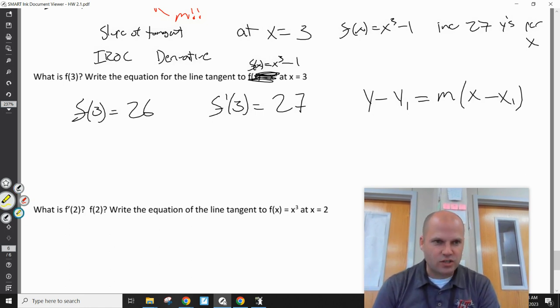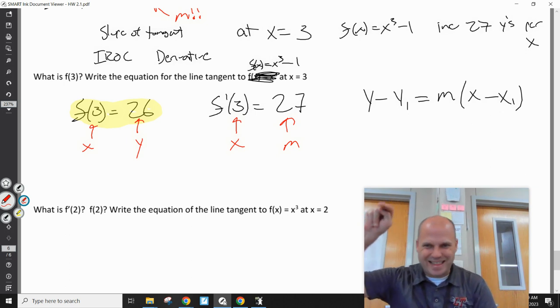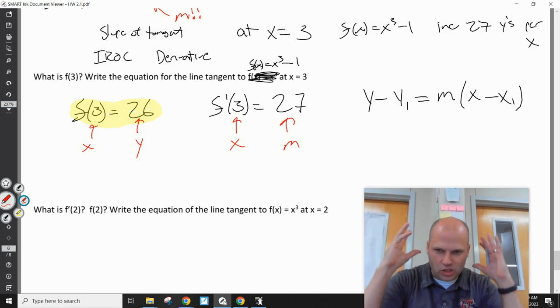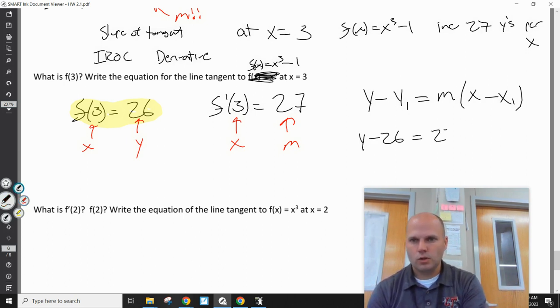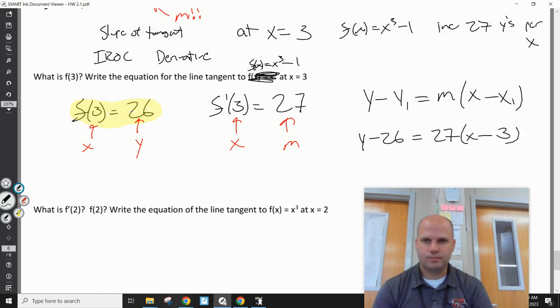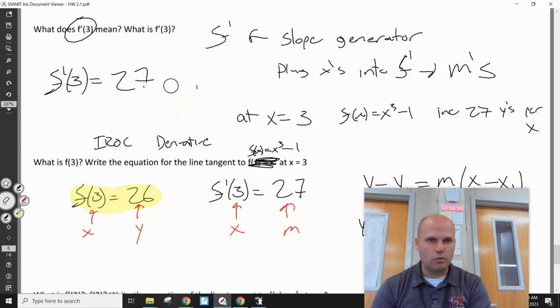Plug in x's into f, you get y's. This is an x, this is a y. Plug in x's into f prime, you get m's. Plug in x, you get the m of f. You get the slope of the tangent to f. Including these points, you can get the equation of your tangent line. We could graph it and see it, but I'm just going to start over and do this all at negative 2.